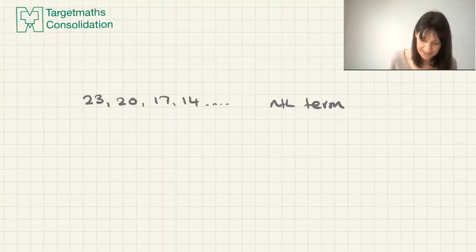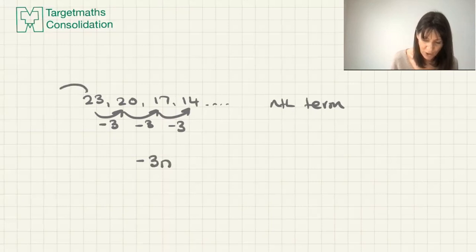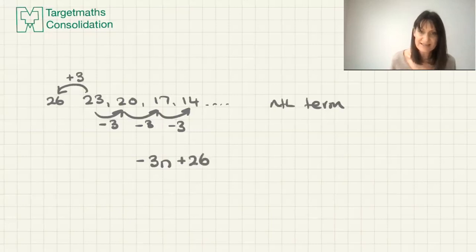Okay, so it is going down by 3. It's doing it every time. So it's minus 3n. Do the opposite this way. 23 plus 3 is 26. So it's plus 26. If you got that right, really, really good. Well done.